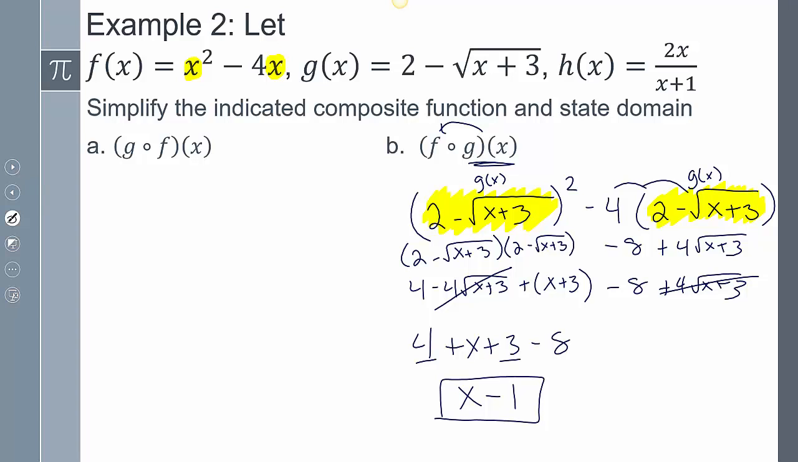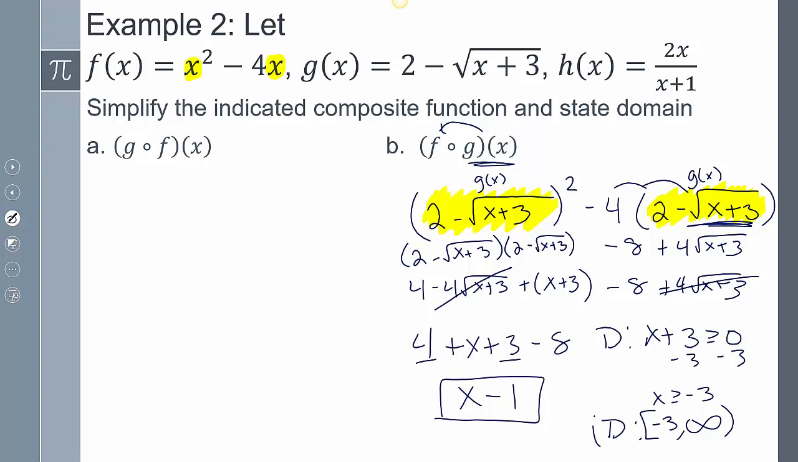But now stating the domain, the only restriction that I have is the fact that I have an x plus 3 in the radical. So for my domain, I'm going to have to say x plus 3 is greater than or equal to 0, minus 3 on both sides. I get x is greater than or equal to -3, which is going to be from -3 all the way to positive infinity. Because remember, whenever we have a radical, the domain restriction is having a negative inside of our radical, and so that's why I have to plug that in to be able to get that.